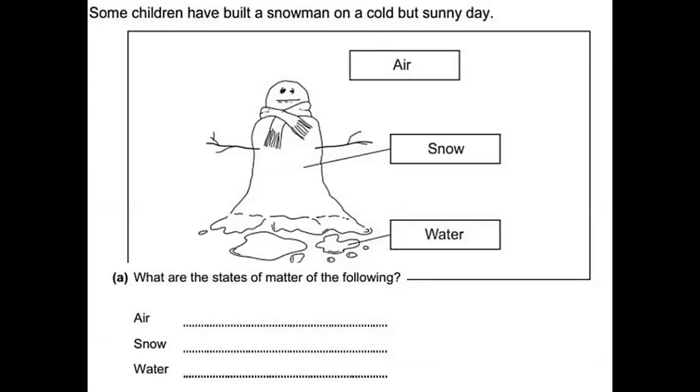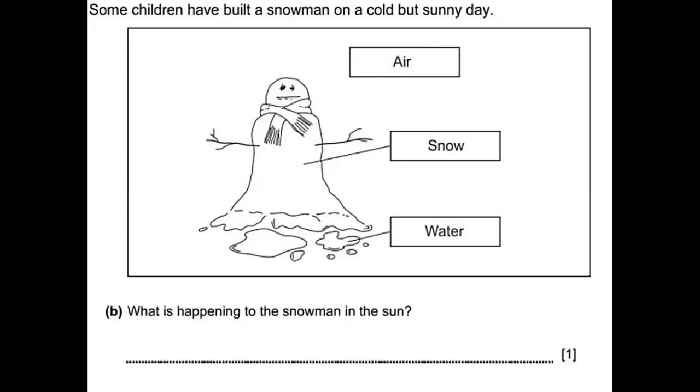Some children have built a snowman on a cold but sunny day. Here we have three things which are air, snow, and water. What are the states of matter of the following? Number one, air. Of course, it is gas. What about the snow? Snow is ice, which is solid. And what about water? Water puddles, as you can see, these are liquids. Okay, moving on to the next question.